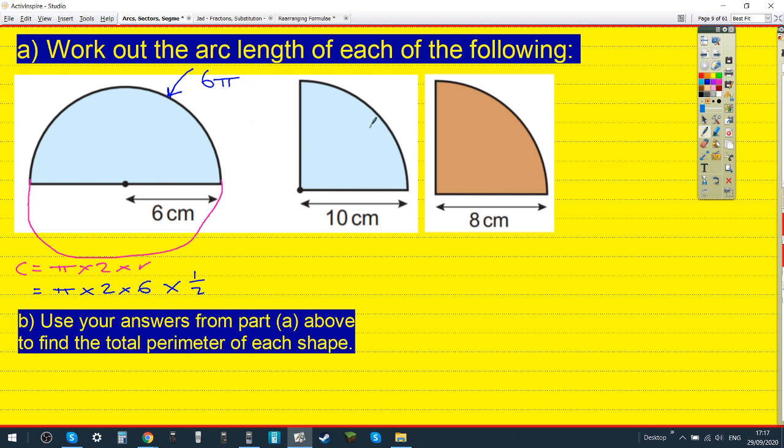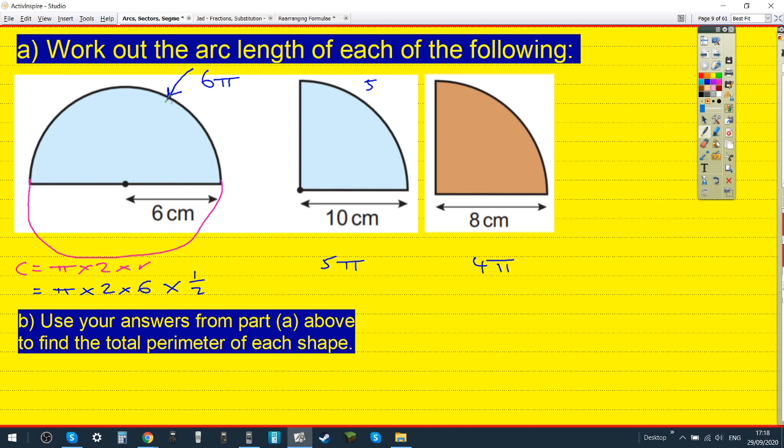How about the next one? The answer would be 10 pi. How much of a circle do we have here? Oh, sorry, it'll be 5 pi. So I believe 5 pi. Okay. And the last one? 4 pi. 4 pi. And for the first question, so the curved bit is 6 pi.